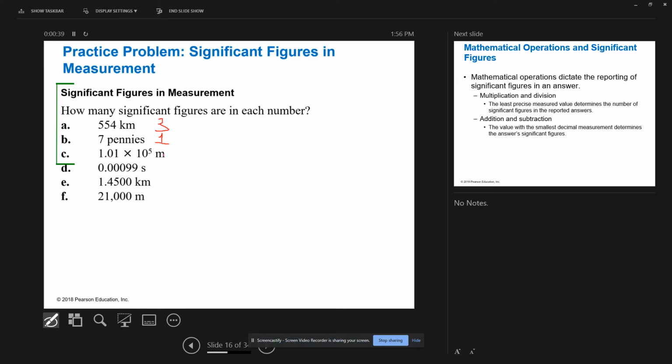1.01 times 10 to the fifth. Remember, our exponents don't count in significant figures. I have a decimal number. So I have a 0 that falls behind a non-zero digit, so it will count. So I have three significant figures.